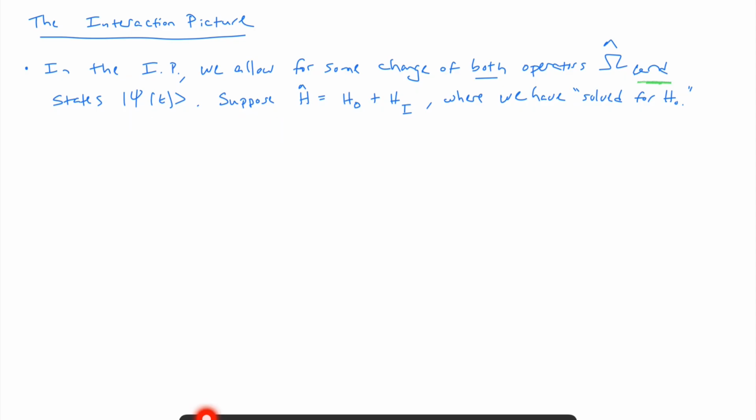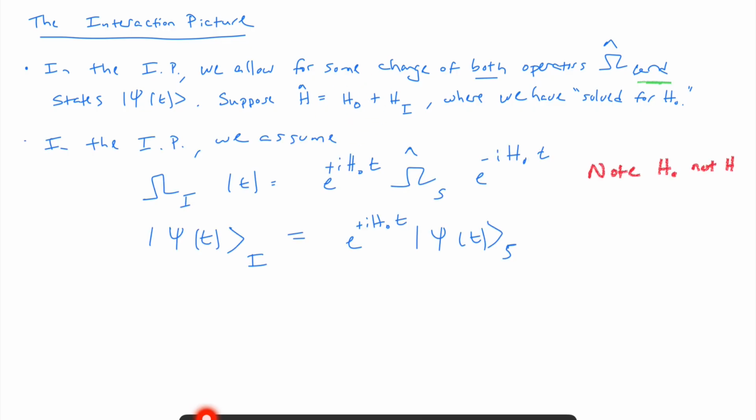Suppose H equals H naught plus H_I, where we have a Hamiltonian that's broken into the main part, which is H sub 0, the free part, and then a smaller perturbation to it called H sub I. And let's suppose also that we have "solved" for H sub 0, meaning we found the eigenstates and eigenvalues of the Hamiltonian when the Hamiltonian was only H naught. In the interaction picture, here's what we assume.